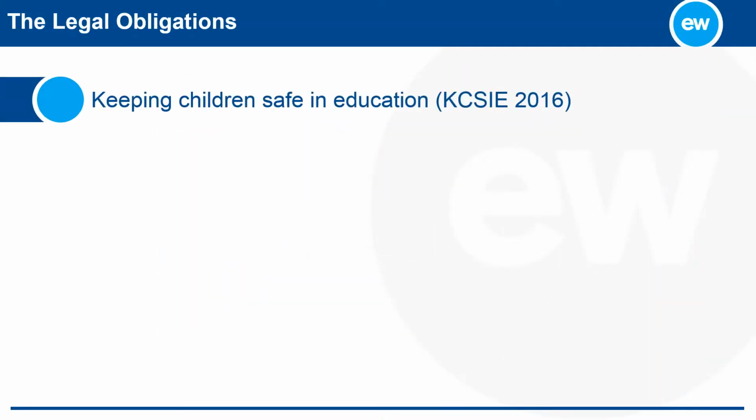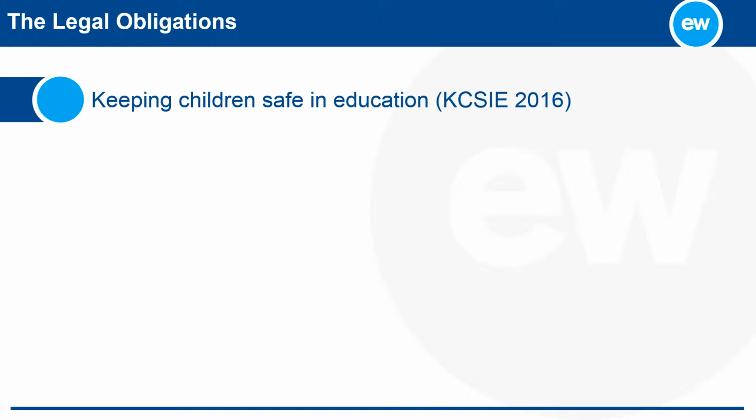The legal obligations that an employer owes to employees as well as to the children that they care for are set out in a range of documents. All schools, whether academies, free schools, local authority maintained schools, independent schools, maintained nursery schools or pupil referral units must follow the duties set out in these documents. The key one is keeping children safe in education. Here I'm referring to the 2016 version, but be aware that this is regularly updated.